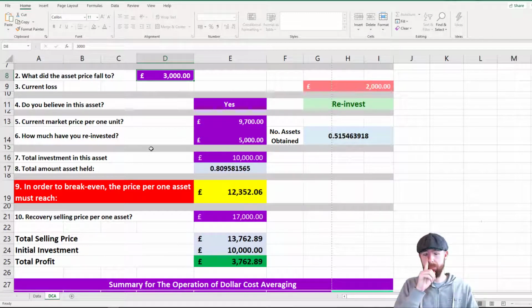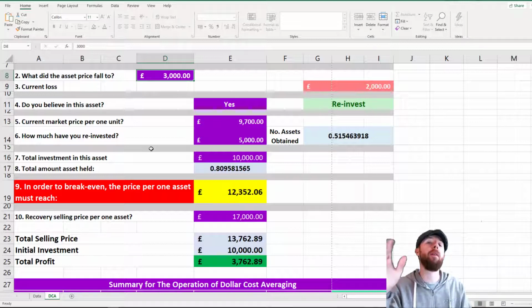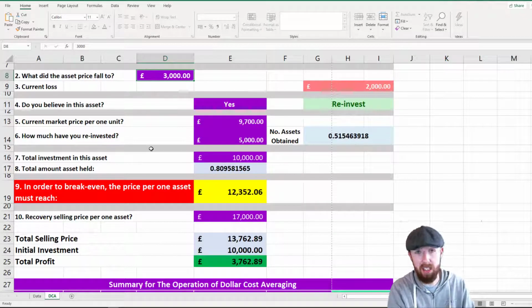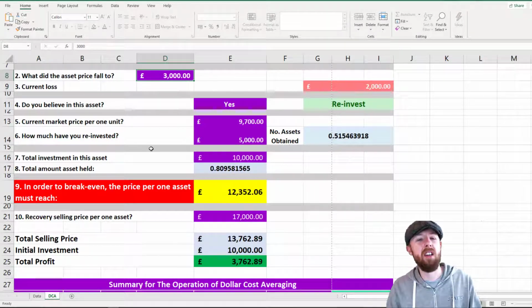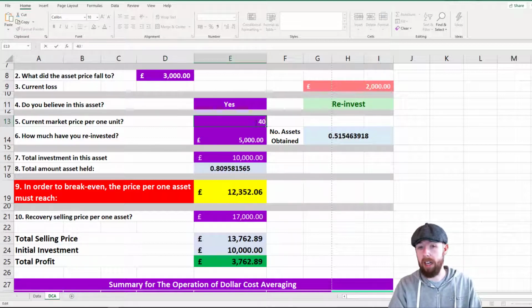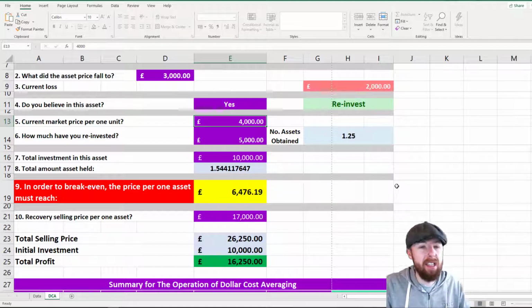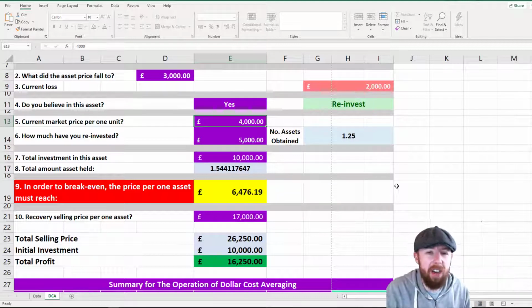But let's just say, we're going to go back in time. These numbers are what the current market value is. If you rebuy again now, if basically you FOMO'd. But let's just say you rebought again when it was $4,000. Okay, makes sense. Which would give you 1.25 BTC. Again, another 5,000 investment. So you've got 10,000 in now, and you've got 1.54 BTC.